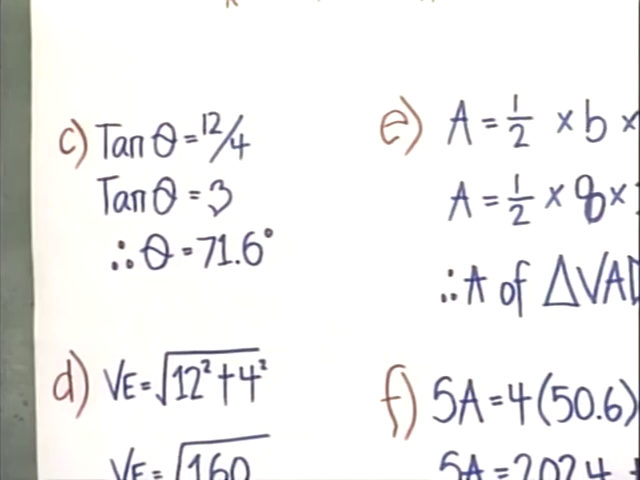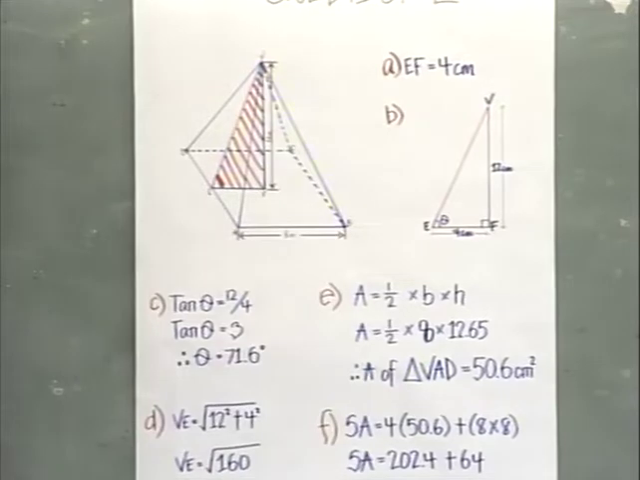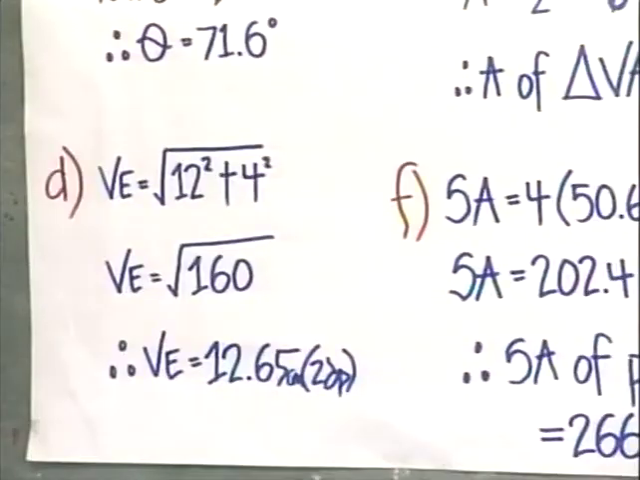Question D reads, calculate the slant height VE. We use Pythagoras theorem to find the slant height. So VE is equal to square root of 12 squared plus 4 squared, and that's the square root of 160. Therefore, VE is equal to 12.65 centimeters.